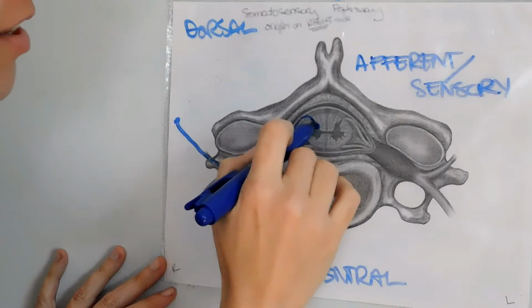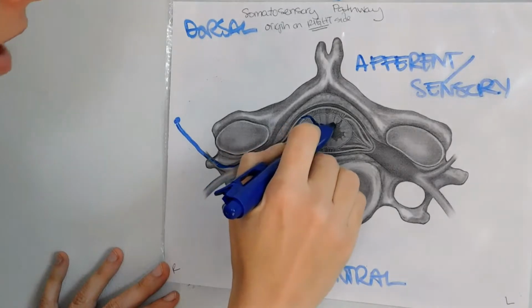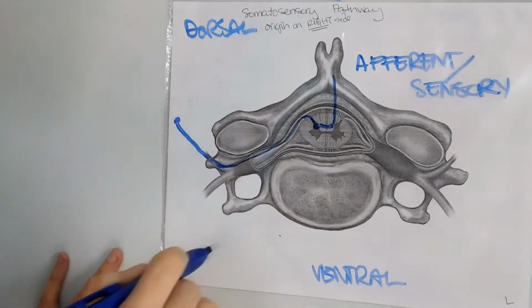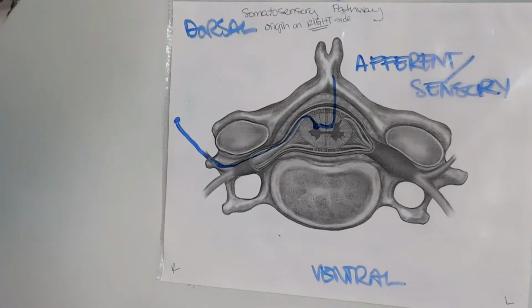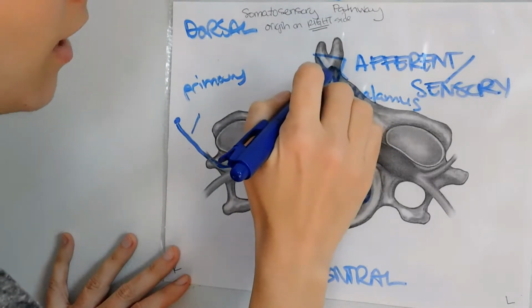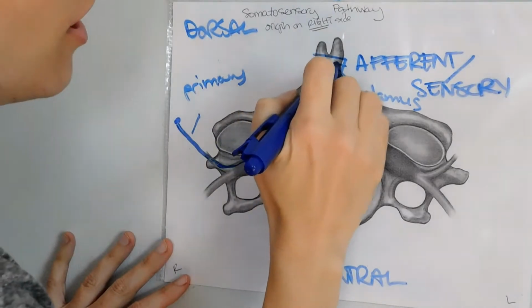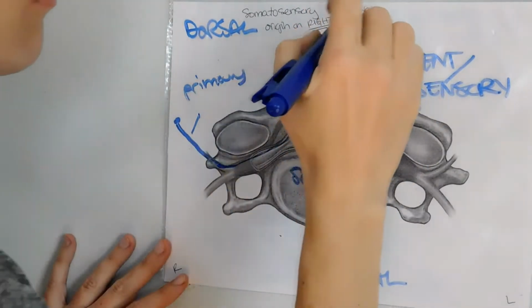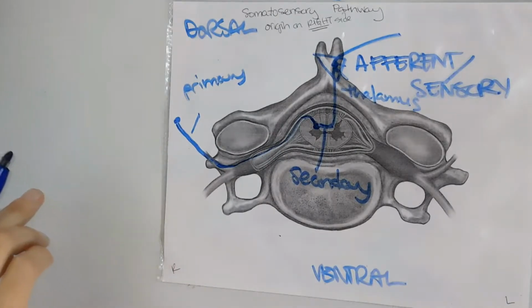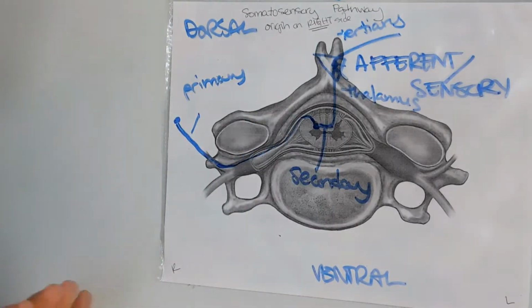At this point, it decussates to the other side of the spinal cord and goes up that spinal column to the thalamus of the brain. Now, once it gets to the thalamus, it synapses with a tertiary neuron that takes it to whatever lobe of the brain will be perceiving that sensory stimuli. And that is our somatosensory pathway through the spinal cord.